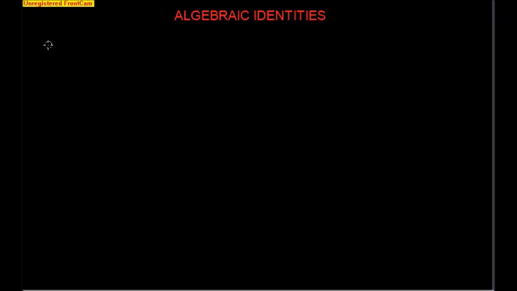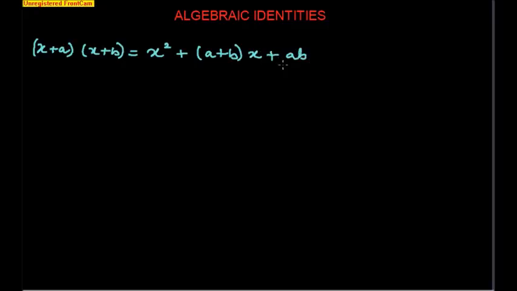In this video I'll be dealing with algebraic identities. Let us see the first identity. It is (x + a)(x + b), which is equal to x² + (a + b)x + ab. You will get this result by opening these two binomials. As we multiply these two, the LHS, we get the RHS.